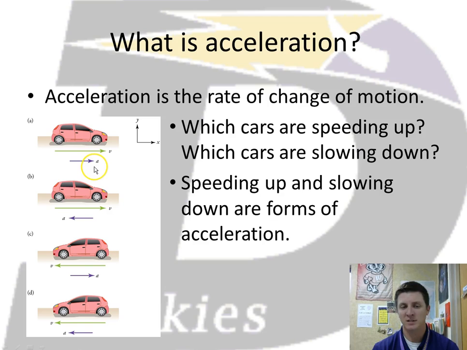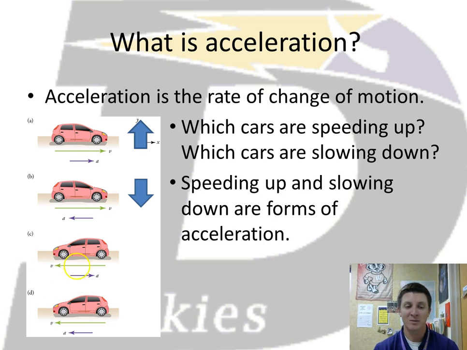If velocity and acceleration are going in the same direction, the speed is increasing. So this object, letter A, would be speeding up. For object B, they are going in different directions. Acceleration is working against velocity in this case, so we'd have a negative acceleration versus a positive velocity. That object then is slowing down.